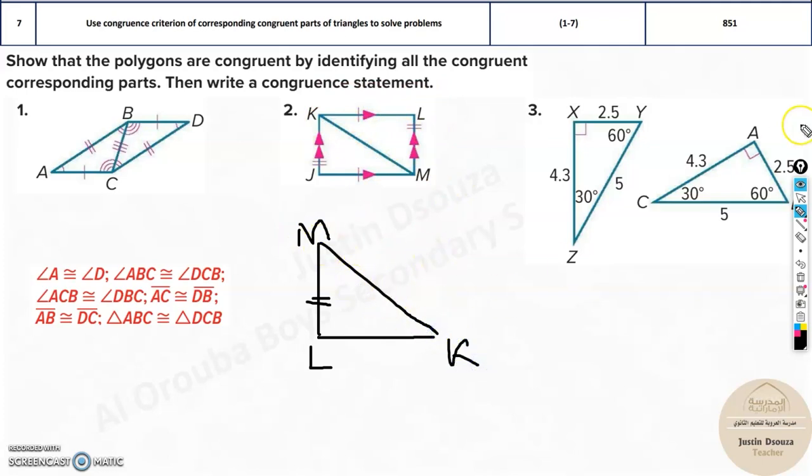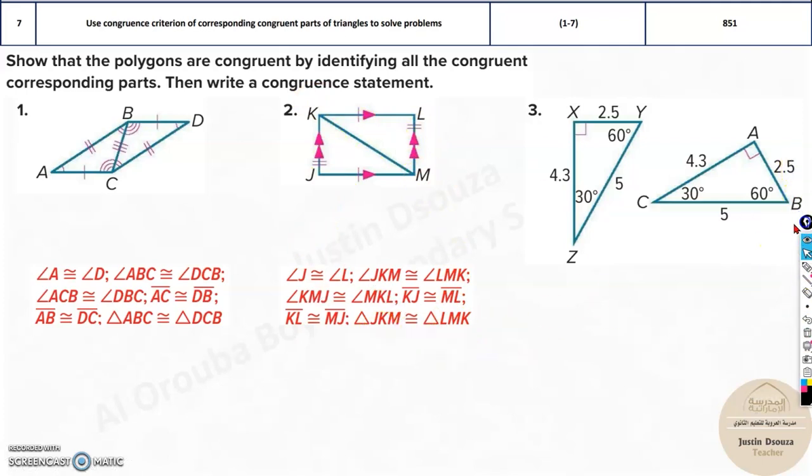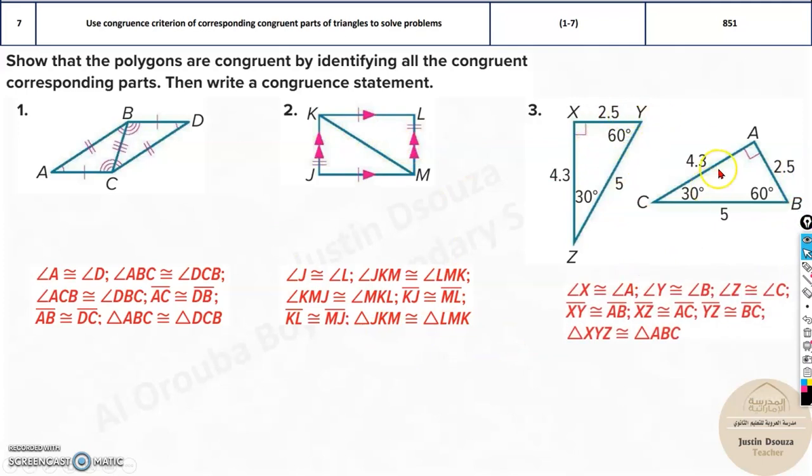So it's just about getting the drawing correct. Then it's just writing, see over here, J is corresponding to L, whereas K is corresponding to M, and M is corresponding to K. So this is how the congruent statement would be. Similarly, you can do it for others. Over here, it's much easier because the angles have been mentioned as well, and the sides have been mentioned. You just have to rearrange this. You can get this shape into the other side or this into the first one.